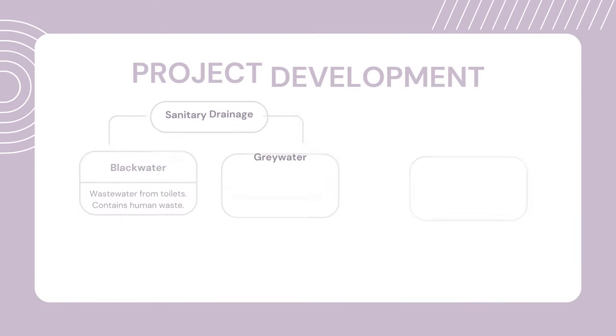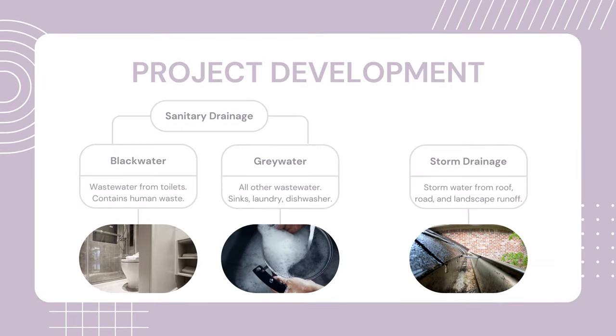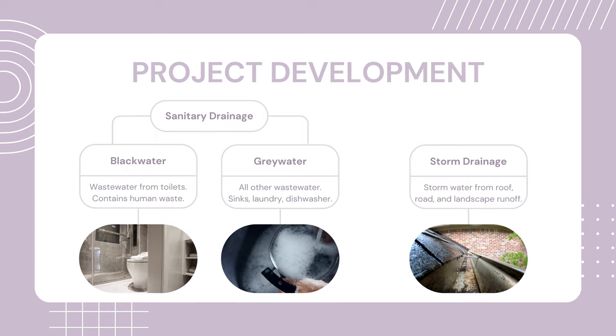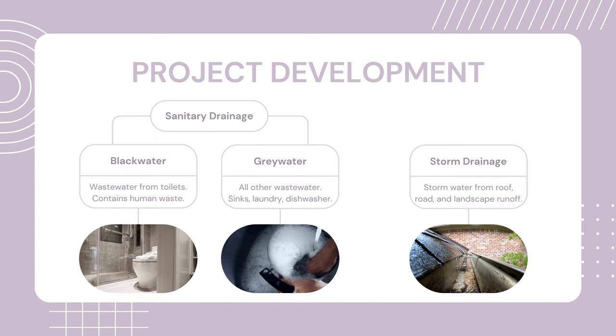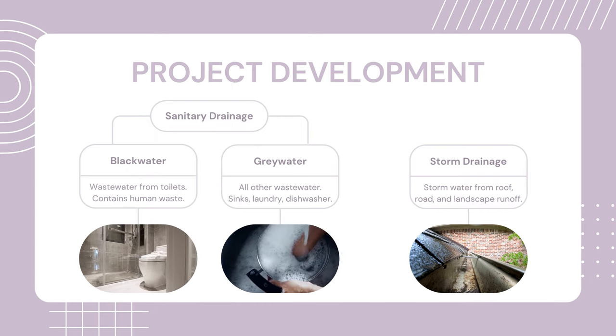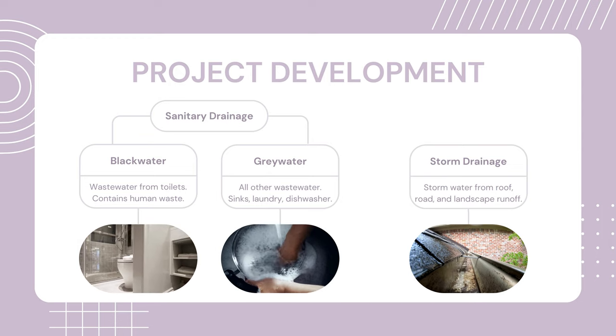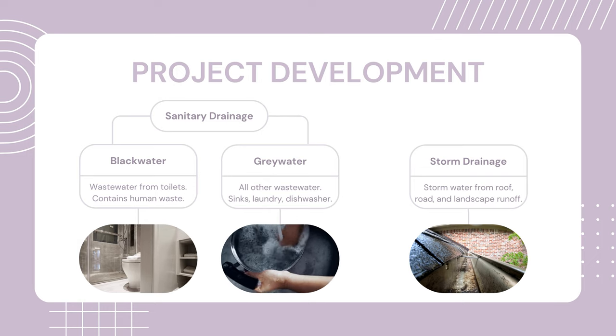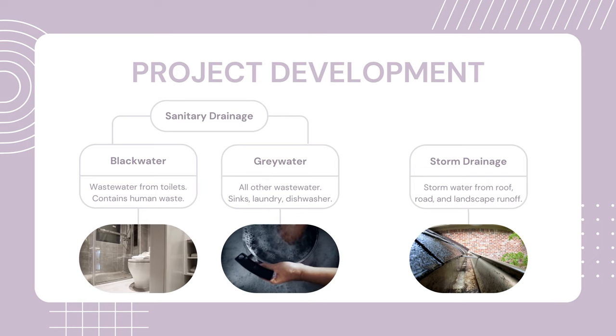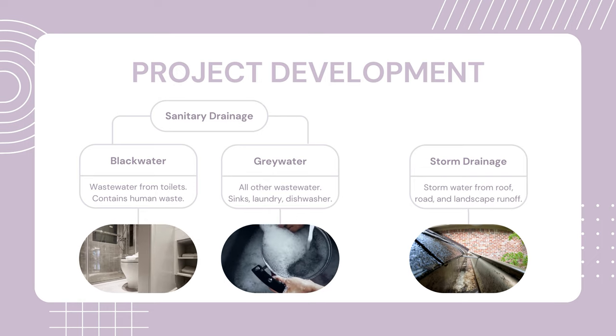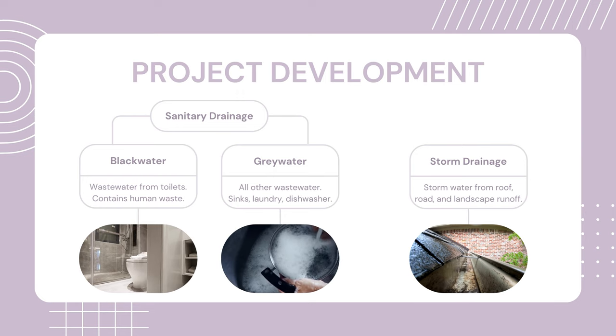Sanitary drainage includes any drainage that contains food or human waste. Sanitary can be broken down further into gray water and black water. Black water is wastewater from toilets, which contain human waste. Gray water is all other wastewater, such as that from sinks, dishwashers, and laundry machines.